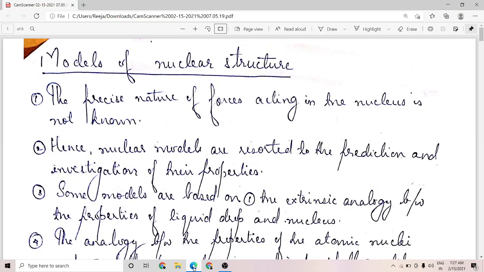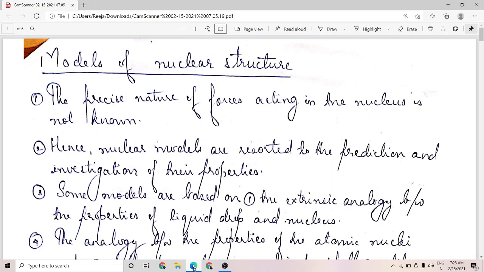We had already stated that it is much easier to study the atomic structure and determine the atomic composition than to study the nuclear structure, because to disintegrate an atom only a few electron volts of energy is required, whereas to disintegrate the nucleus, a very large amount of energy, in the order of 100 MeV, is needed. So, it is very difficult to disintegrate the nucleus and study the nuclear structure.